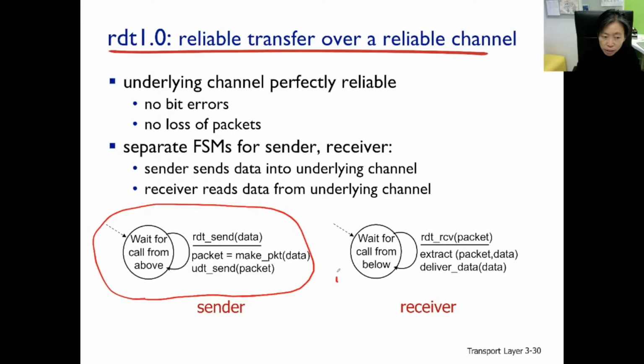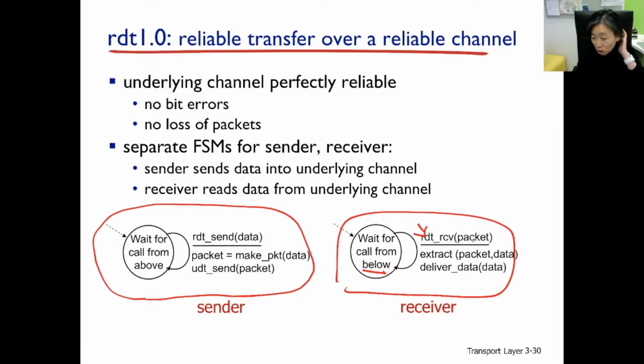Similarly, at the receiver side, wait for call from below. When that happens, RDT receive is called, and the receiver side of RDT 1.0 will just extract data out of the packet and deliver the data up to the application layer.